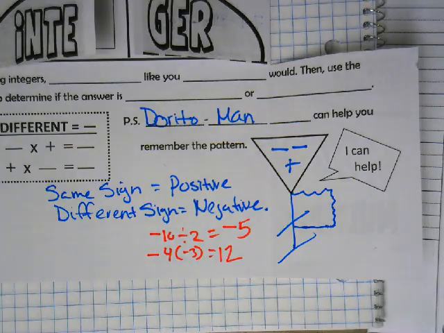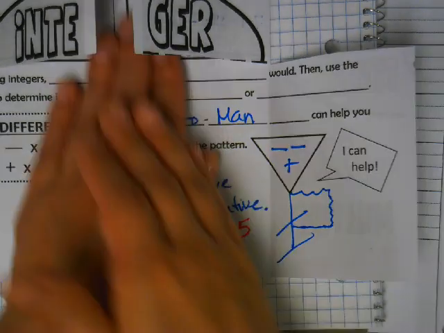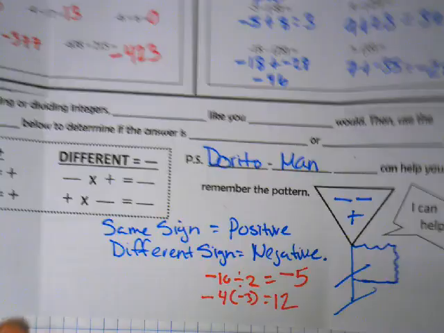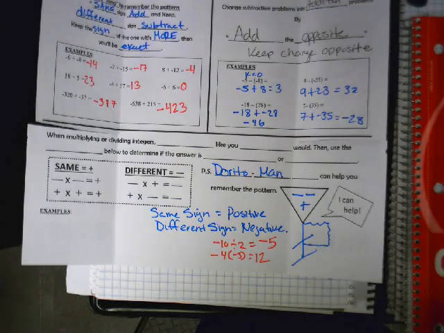Now, here's what happens, unfortunately. Some students, none of you though, would use this for adding and subtracting. This is only used for multiplying and dividing. The rules are completely different for adding and subtracting. Please do not use this for adding and subtracting. Last week, we did not say same sign positive. Last week, we said same sign add, different sign subtract. So these are completely different rules for different operations. Yes, Dorito Man will save you. All right, any questions on this?